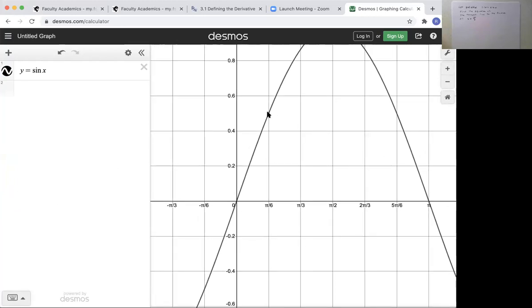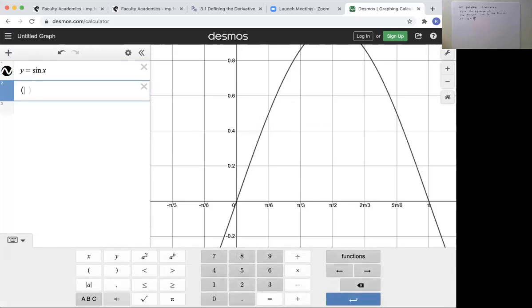So there's our point of interest, which happens to be pi over 6, 1/2. The sine of pi over 6 is 1/2. So I'll go ahead and label that point on here as well. So pi over 6, comma 1/2. I want the equation of the tangent line there to that point.